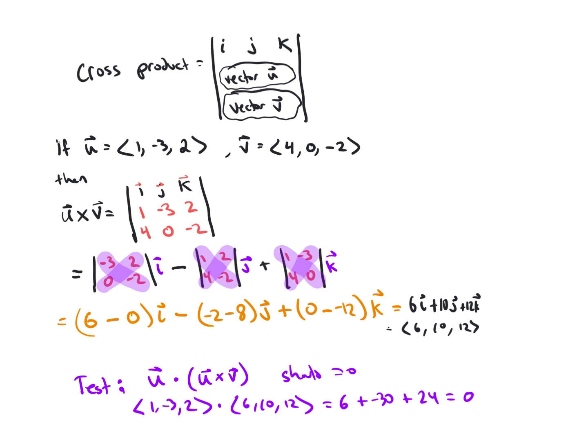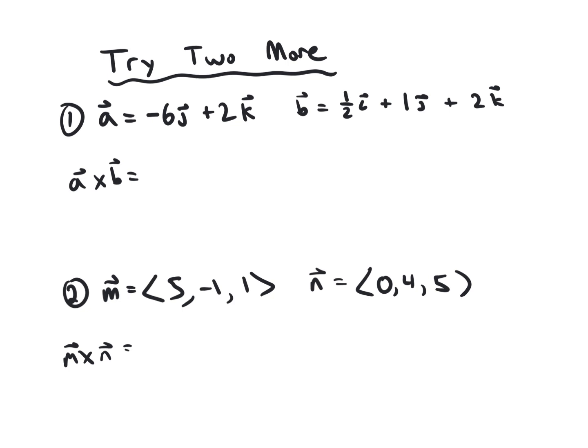Okay, almost done here. We're just going to try two more. I'll once again go through the first one. If you want to pause it, try it on your own, you can. All right, so let's set up the matrix. A cross B, we set ijk across the top. And then on the inside are the two vectors. So A is negative 6j 2k, which means it's 0i negative 6j 2k. Gotta watch out for that. And then B would be 1/2 i, 1j and 2k.